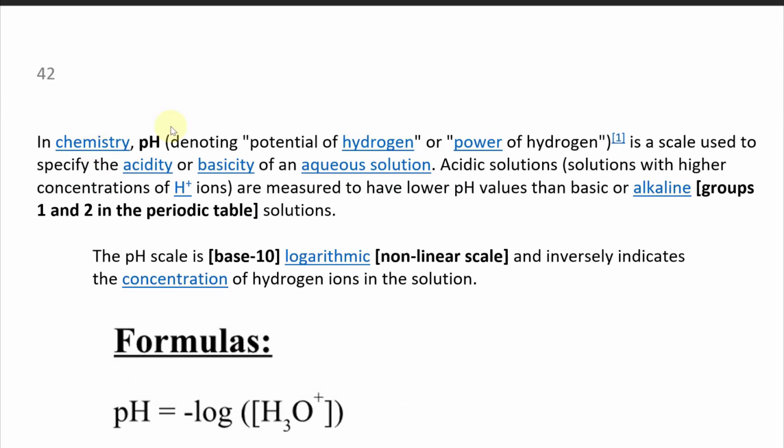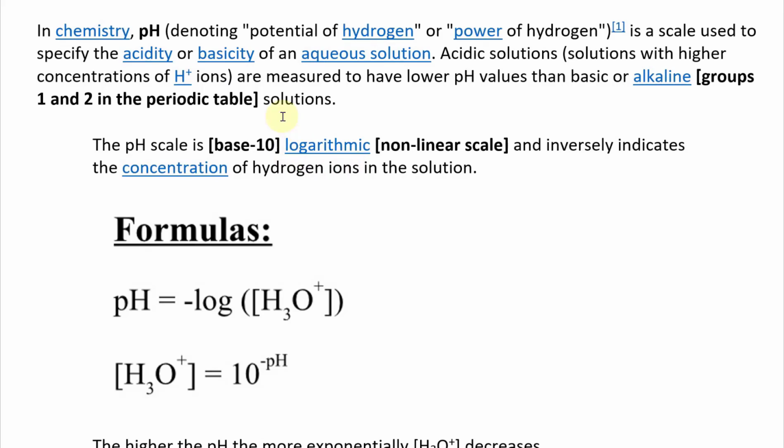So in chemistry, pH, lowercase p, then uppercase H, denoting potential of hydrogen or power of hydrogen, is a scale used to specify the acidity or basicity of an aqueous solution. Acidic solutions with higher concentrations of H plus ions are measured to have lower pH values than basic or alkaline solutions. Acidic equals high H and equals low pH.